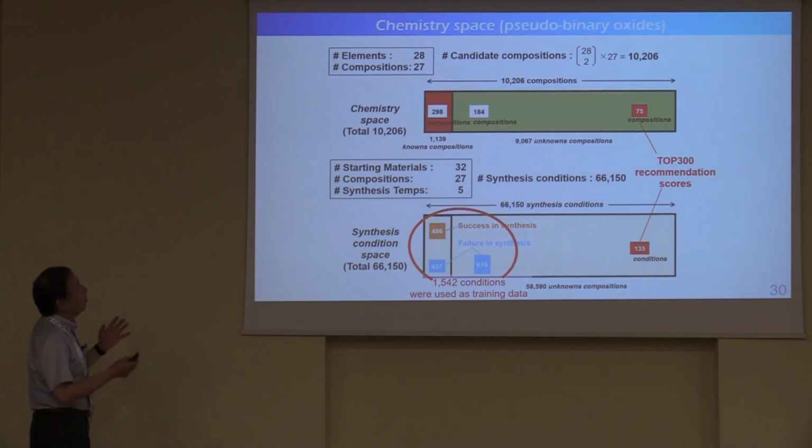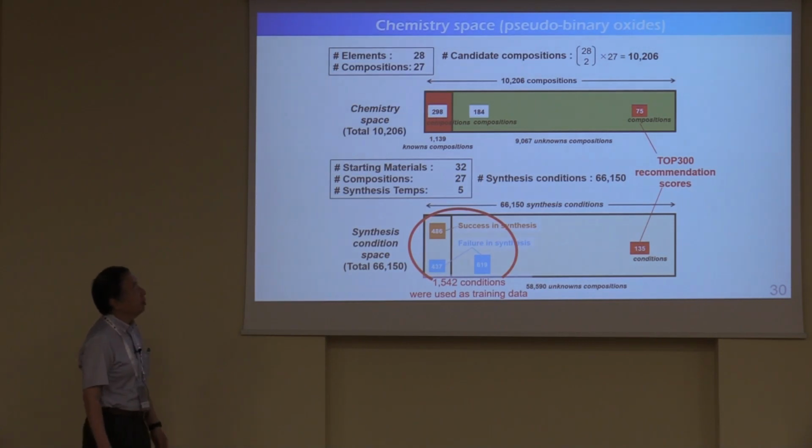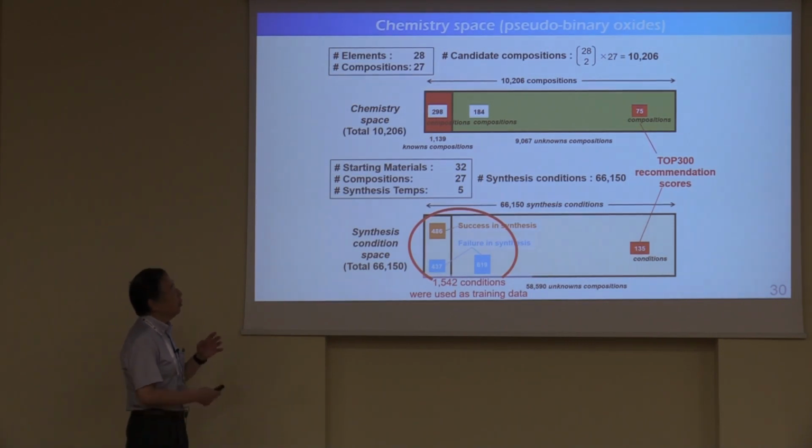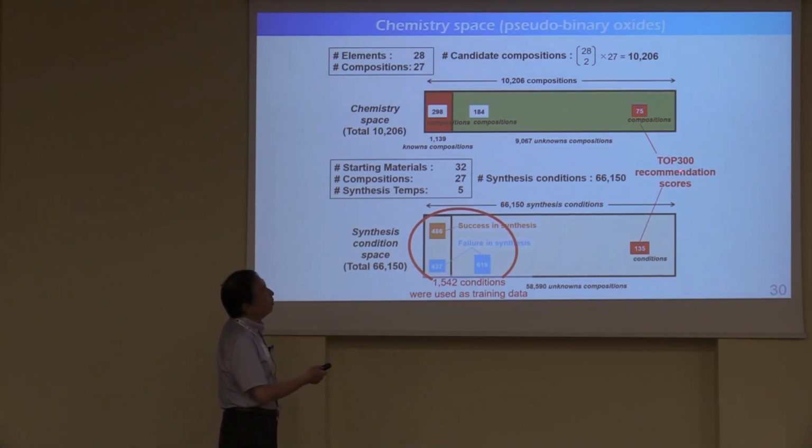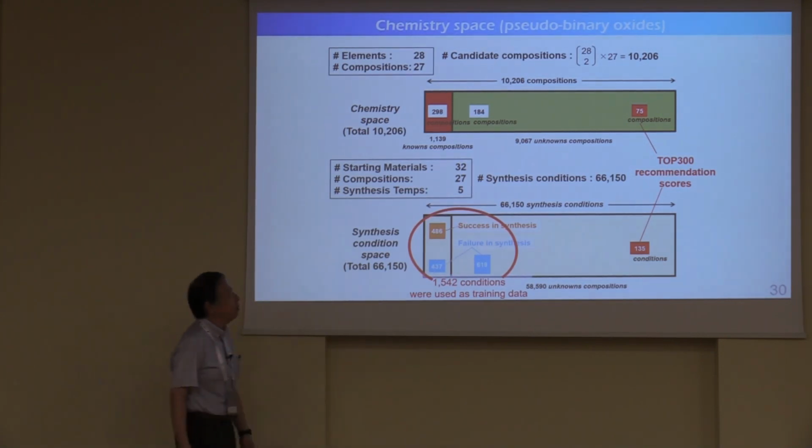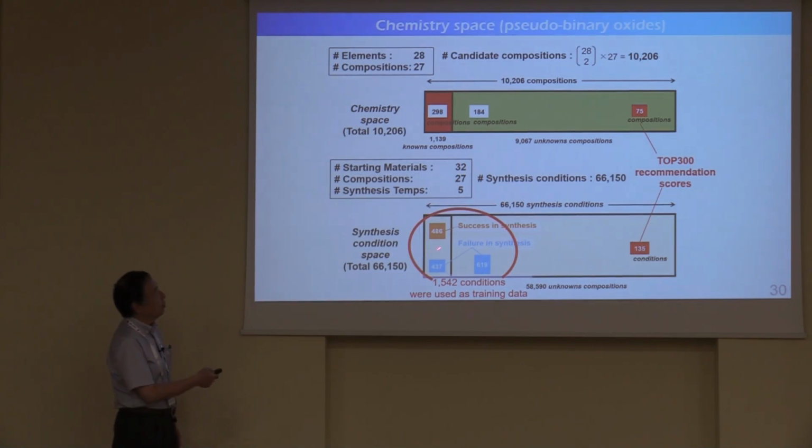And among them, we can rank the recommendation scores according to the obtained recommendation scores. Among the top 300, there are 135 conditions located in this zone. The rest, 165, are located in this zone.